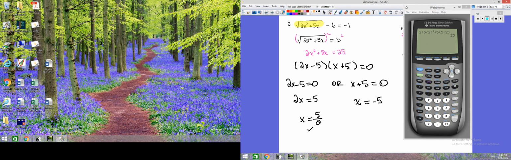Now let's plug in a negative 5. On the left-hand side here, underneath the radical, what do I have? 2 times, well, I already know that negative 5 squared is 25, and 2 times 25 is 50. And now 5 times a negative 5, that's minus 25. So hey, I got 25, and the square root of 25 is 5. And 5 minus 6, this guy appears to check as well.